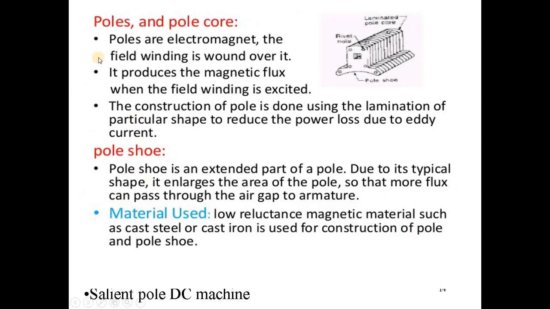Next, poles, magnetic poles. Magnetic poles are electromagnets. The field winding is wound on the magnetic poles. The magnetic poles are made up of ferromagnetic materials. The construction of the pole is done using laminations of a particular shape to reduce power loss due to eddy current.